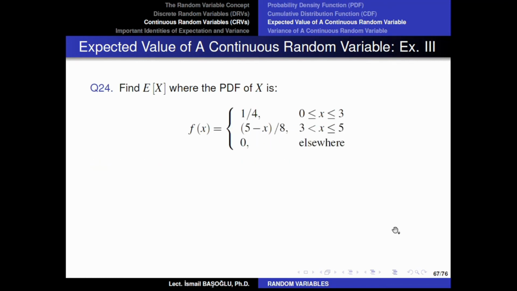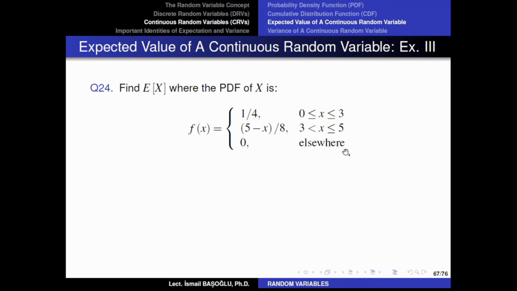So let's move forward to another question. This time, the random variable x has the probability density function, which is partially defined between 0 and 3 as 1 over 4, and between 3 and 5 as (5 minus x) over 8. Now, this is my probability density function. According to this PDF, my random variable can only take values between 0 and 5. Not just integers, not just rational numbers, all possible real values it can take. And anywhere else, the PDF is 0.